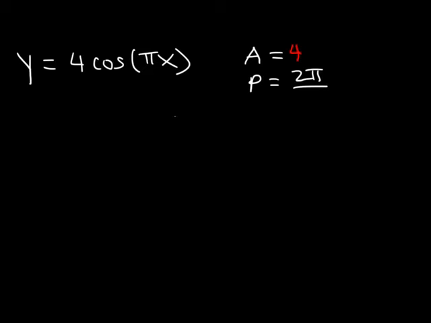Let's try another example. Let's graph 4 cosine pi x. So first, identify the amplitude and the period. The amplitude is simply 4 in this example, and the period is 2 pi over b. In this case, b is the number in front of x, so b is pi. 2 pi divided by pi is 2. So that's the period in this example. So let's go ahead and make a graph.